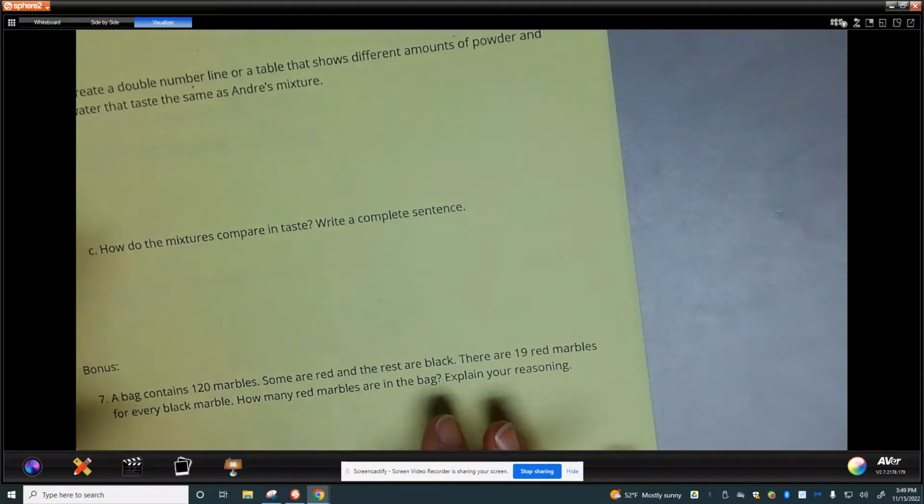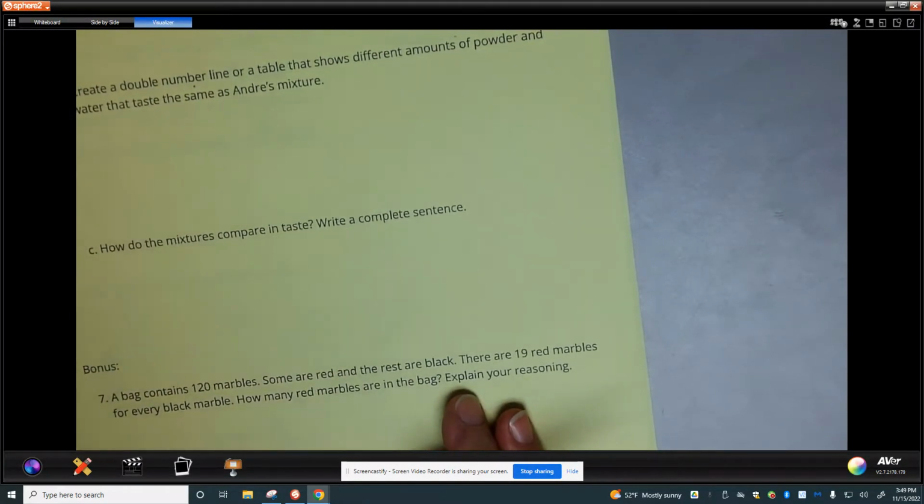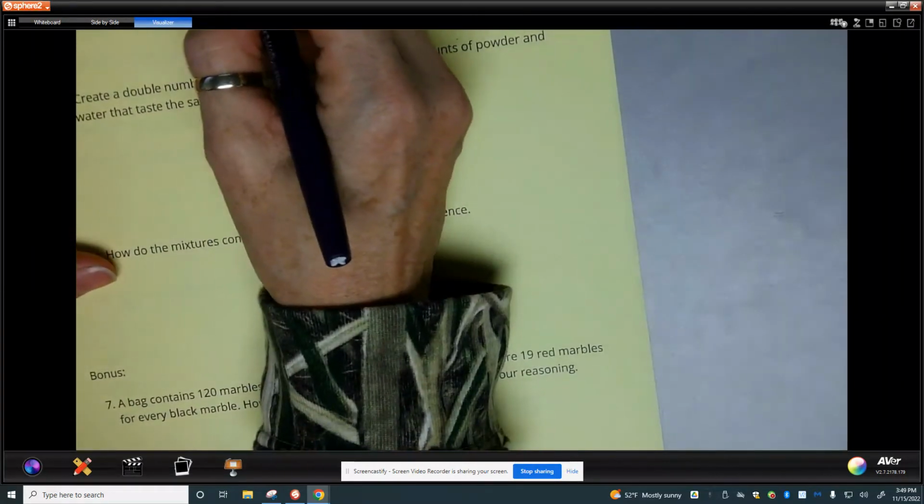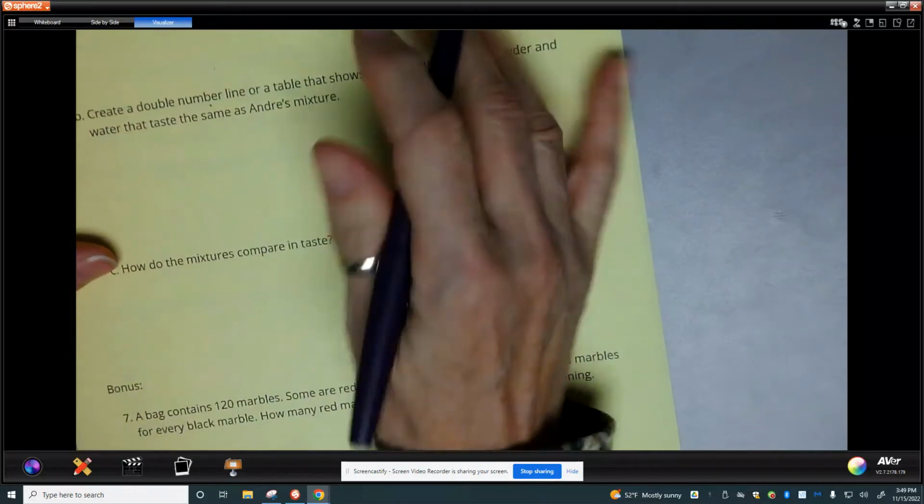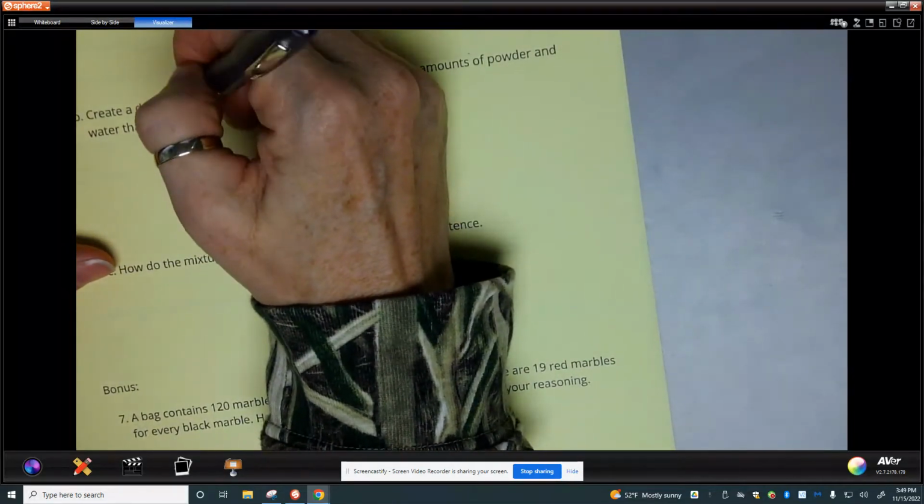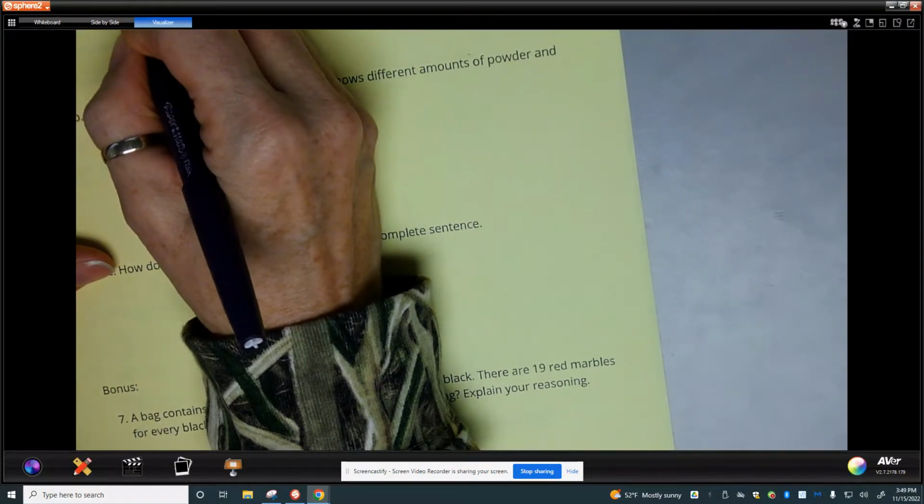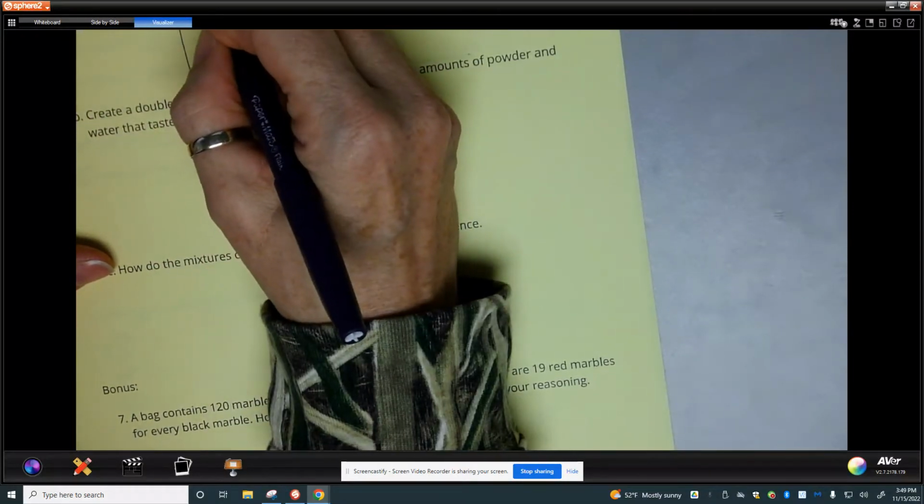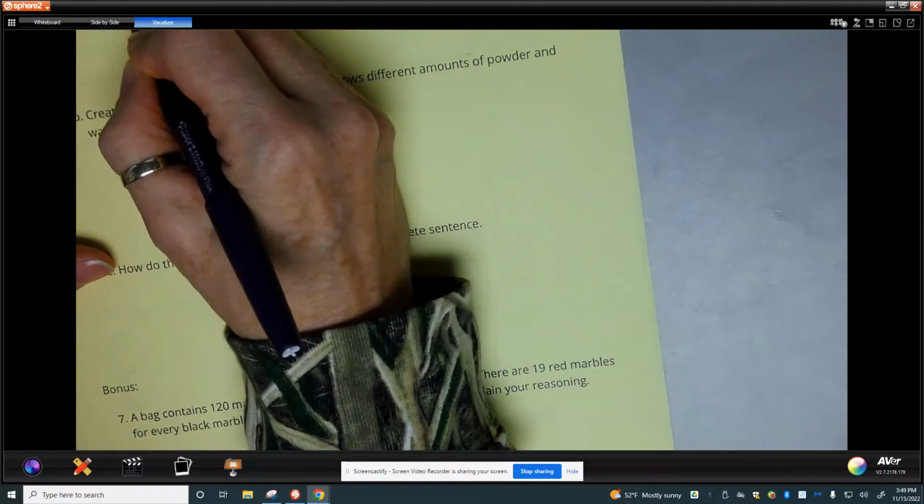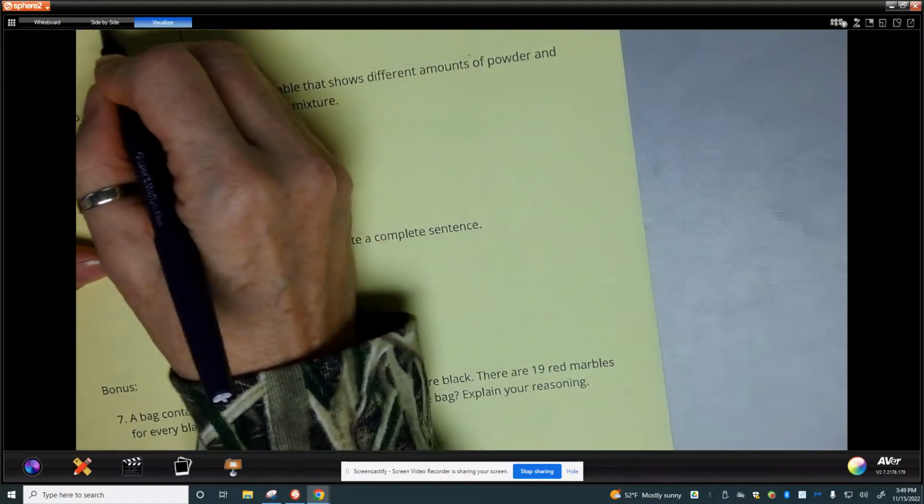Make fizzy orange. Noah mixes 4 scoops of powder with 6 cups of water. So that's our first ratio. And we're going to do this for Noah. I'm going to do a table for Noah because I like tables. Powder and water. My ratio is 4 to 6.